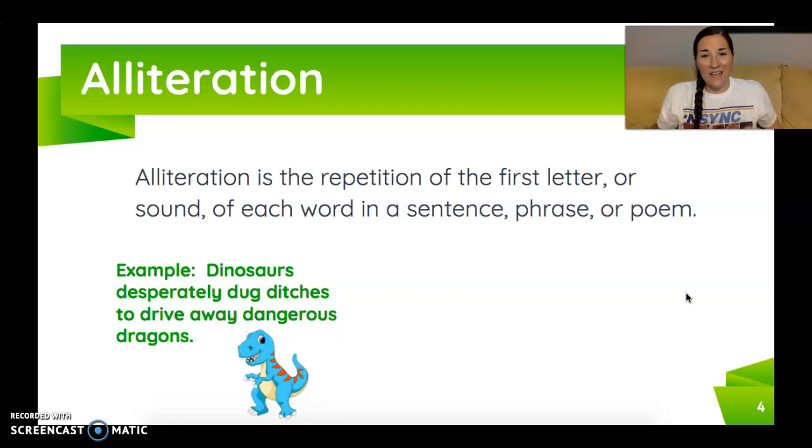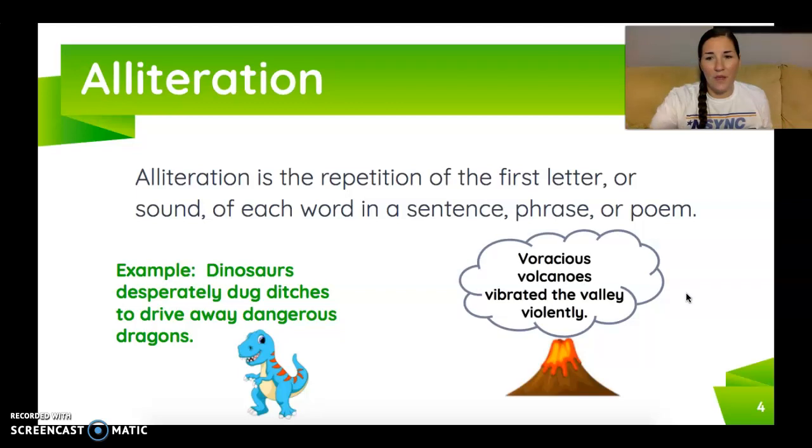So alliteration has all or almost all of the words in the sentence or phrase that are the same or begin the same. You'll notice there's words like to, there's away in this one to help the words form meaning, but most of the words that I used in that example started with the letter D or the D sound. Let's look at another example.